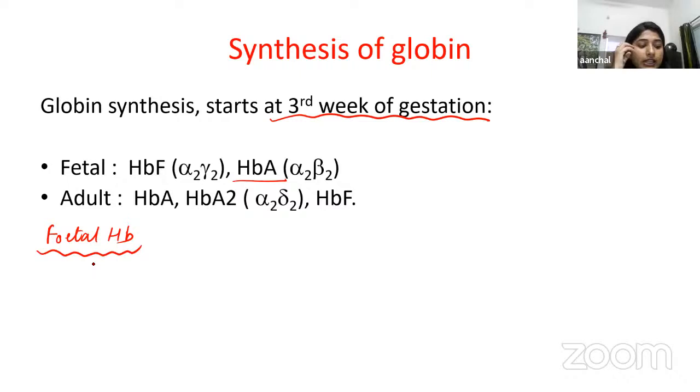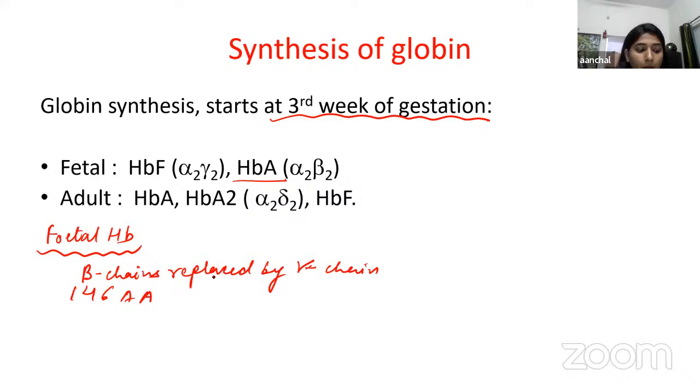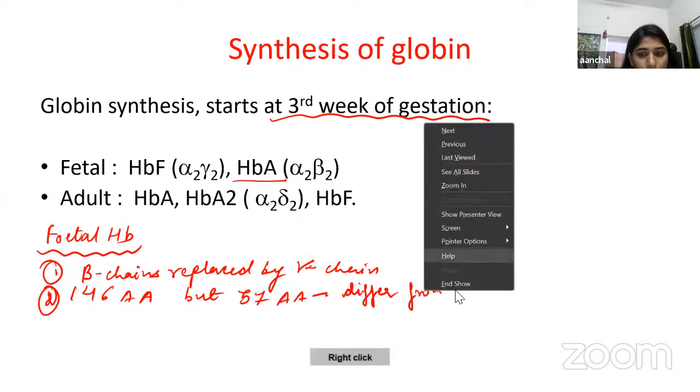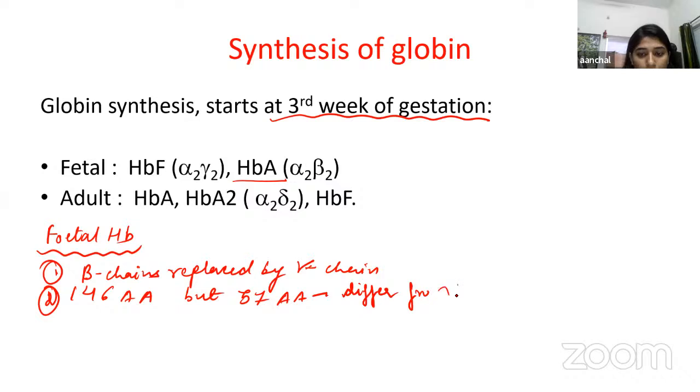Its structure is the same as adult hemoglobin, except that the beta chains are replaced by gamma chains here. It contains 146 amino acids, but 37 amino acids differ from those in the beta chain. Total is 146 amino acids and 37 amino acids differ from the beta chain.